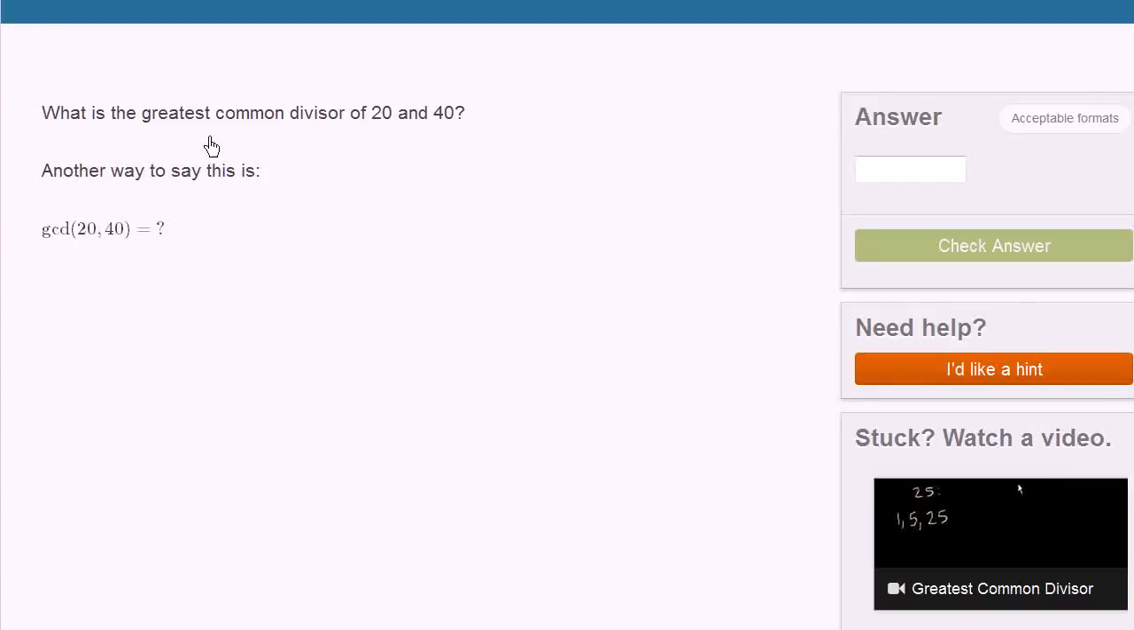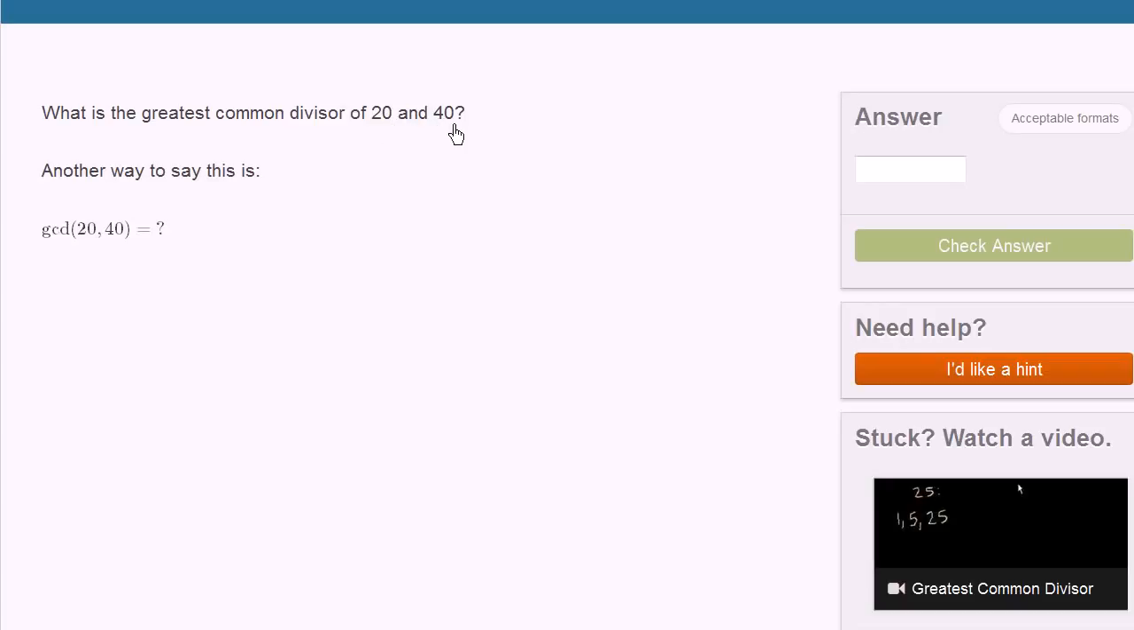We're asked, what is the greatest common divisor of 20 and 40? Another way to say this is the GCD, or greatest common divisor of 20 and 40, is equal to question mark. Greatest common divisor sounds like a very fancy term, but it's really just saying, what is the largest number that is divisible into both 20 and 40?